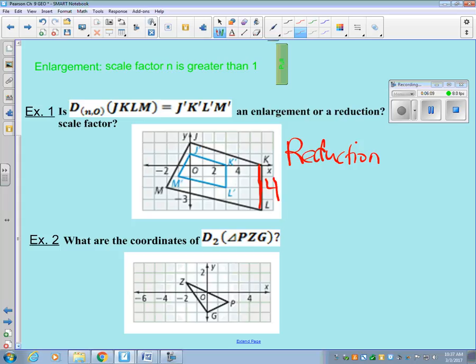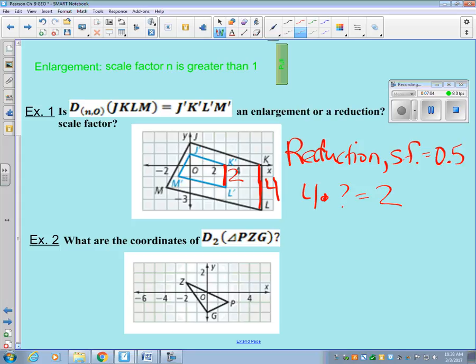So our original amount was 4. What do I multiply 4 by to get the new length? What is the side length of our new K prime L prime? Count the boxes on your paper. Is it 2 or is it not 2? 1, 2. Okay. We've got to have confidence in our answers. So what do I multiply 4 by to get 2? 1/2. Yeah, 0.5. So our scale factor is 0.5.